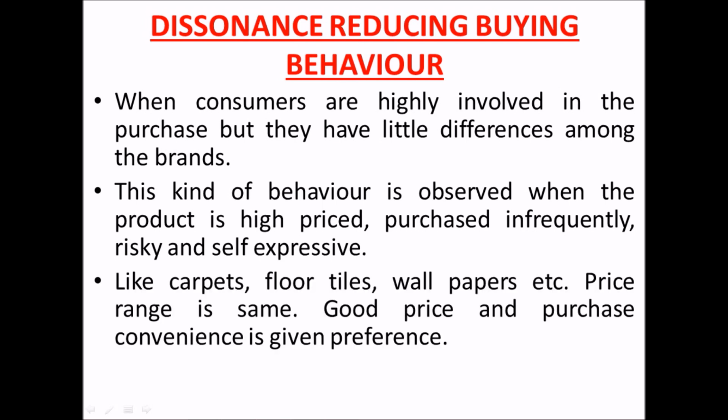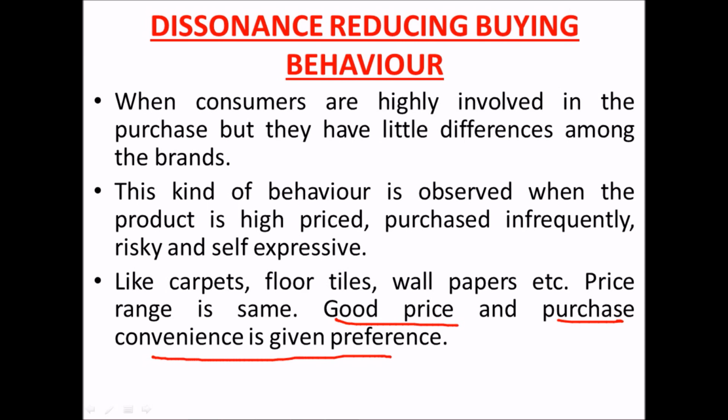But the products are quite different here, like carpets, floor tiles, wallpapers, etc. The price range is the same. You must have seen that the price range of floor tiles, wallpapers, carpets, etc. is usually in the same range. And the next thing is good price and purchase convenience is given preference. So the consumer gives more preference to a good deal, good negotiation and purchase convenience.